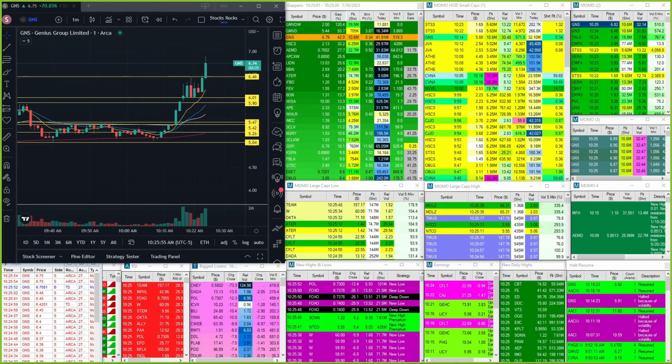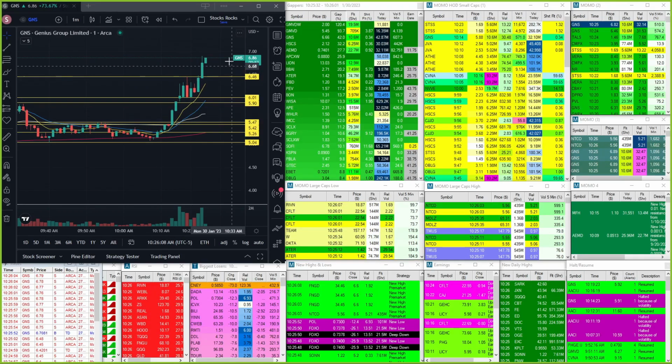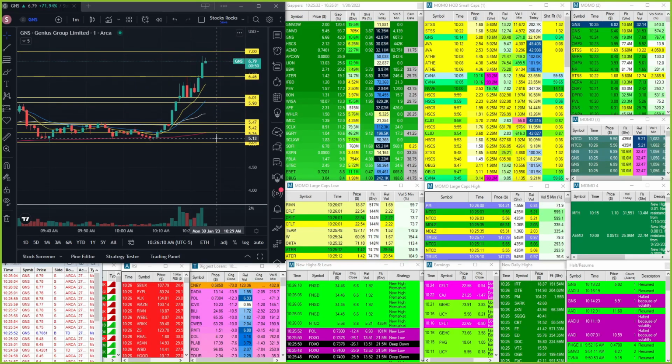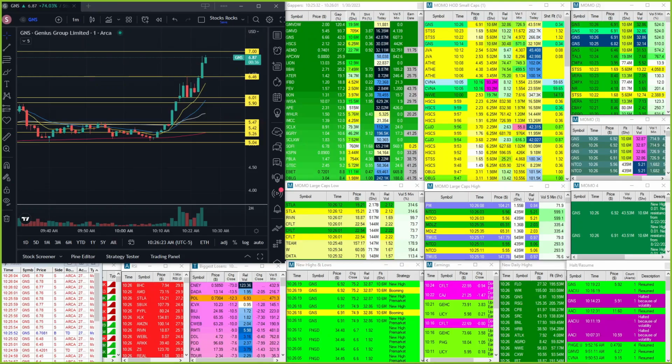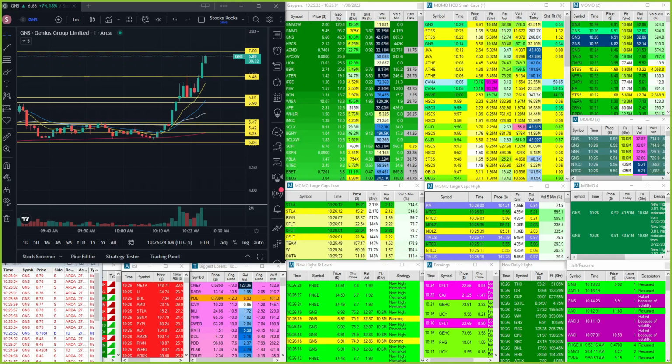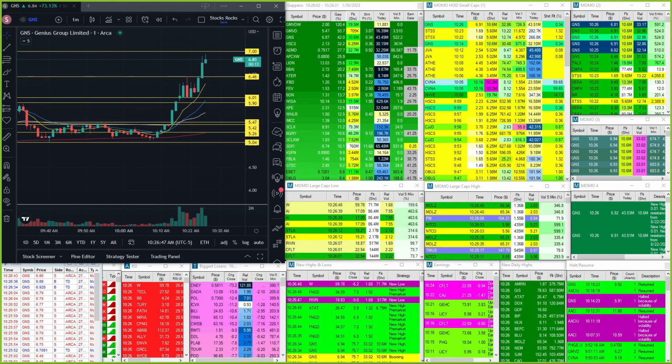Watching this pullback, long 6.70. All out here. If we can break 7, that would be epic. Can we break 7? I want to take a trade here to ride the momentum, but we're at the highs, high risk here. Do not follow. Hopefully we can break 7.